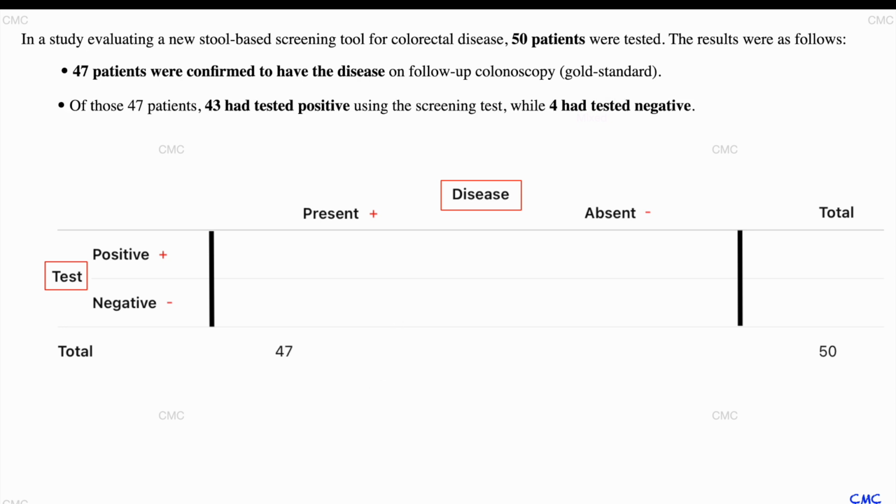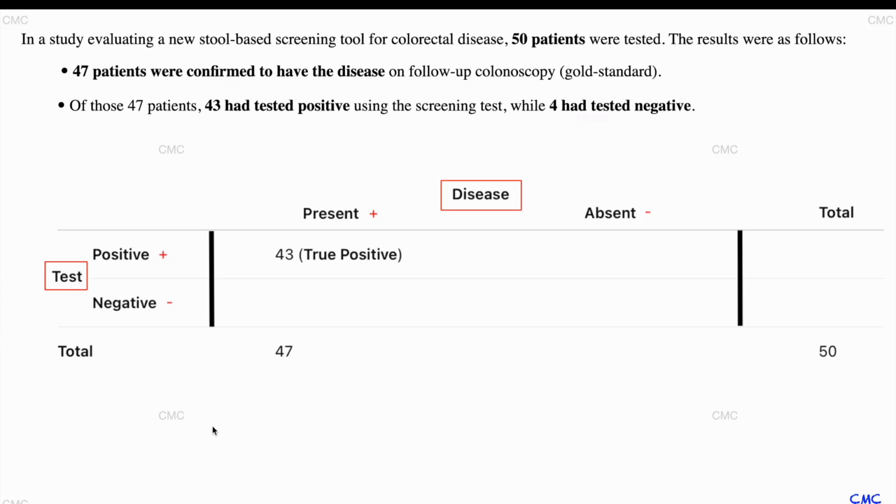And we're also told by the stem of the question that of these 47 patients who have positive colonoscopy, 43 of them tested positive for the colorectal cancer using the new screening tool. So these are our true positives. 43 patients have the disease as proven by the gold standard colonoscopy, and they also tested positive for the disease with the screening tool. Now, taking it from here, we need to fill out some parts of this table ourselves. The questions for screening tables may not always give you a fully worked out table to start with. You may need to fill in some of the numbers yourself.